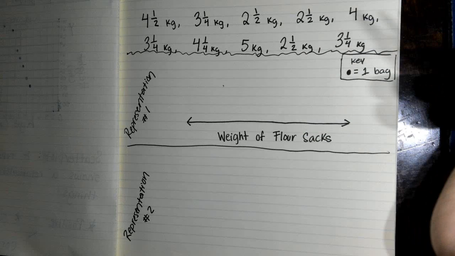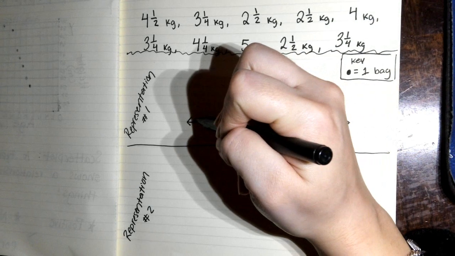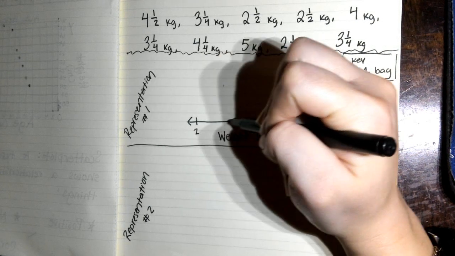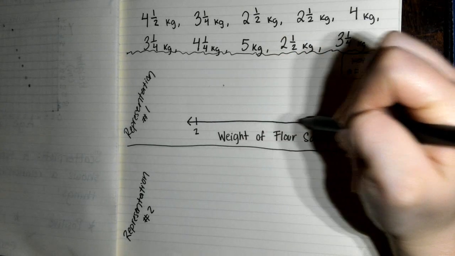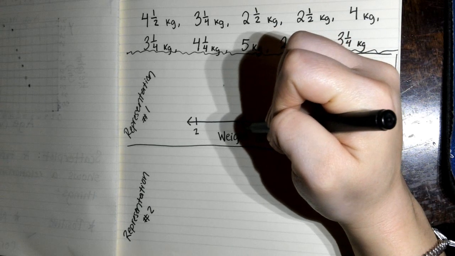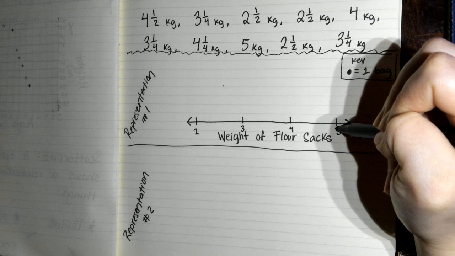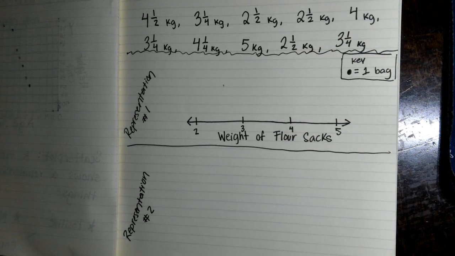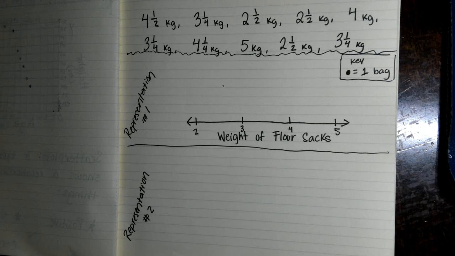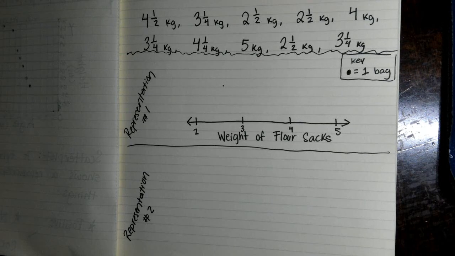And so let's go ahead and just do our whole numbers first. 2, 3, 4, 5, that'll work. We're doing our whole numbers first because that's easiest. We know how to do whole numbers on a number line, right?